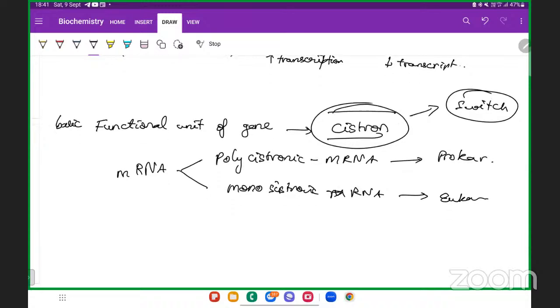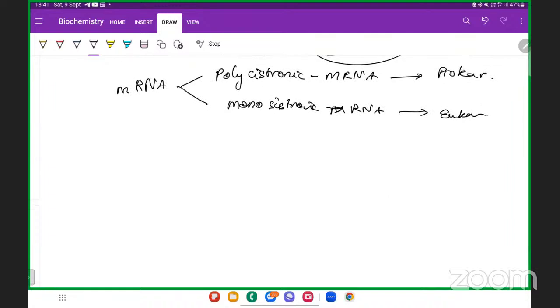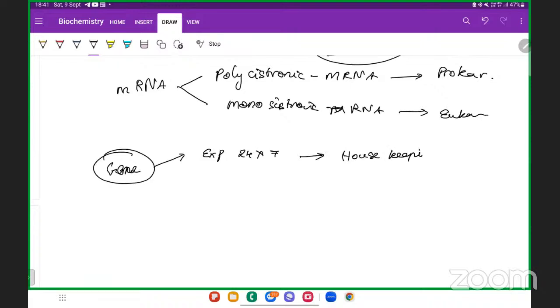Now remember, you have a gene. A gene that expresses 24/7. If it is expressing 24/7, you need some housekeeping genes to make sure that the right proteins and the right enzymes are synthesized in your body. That helps control your expression. So you have something called housekeeping genes.